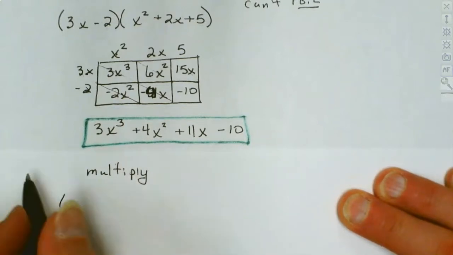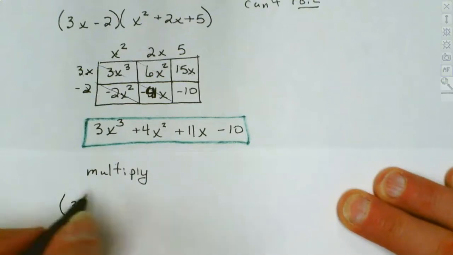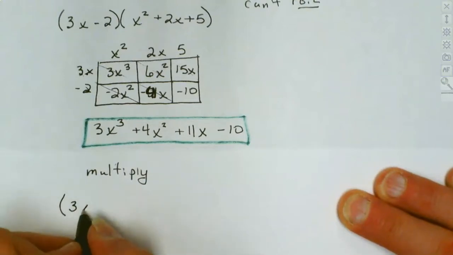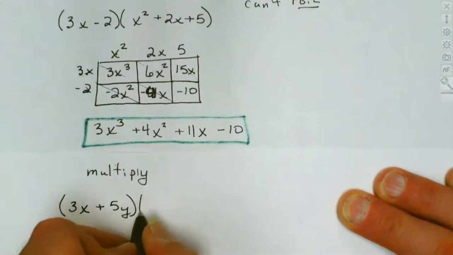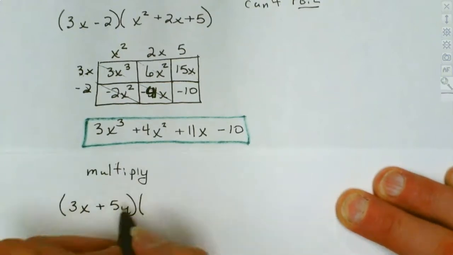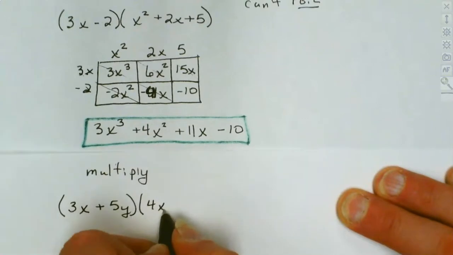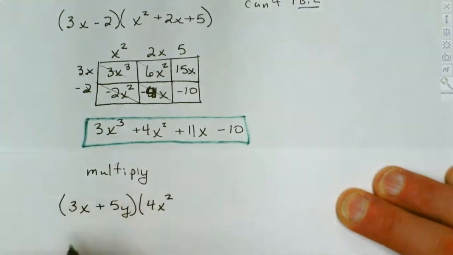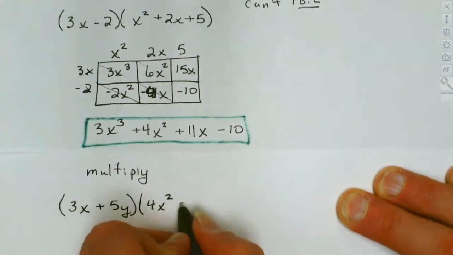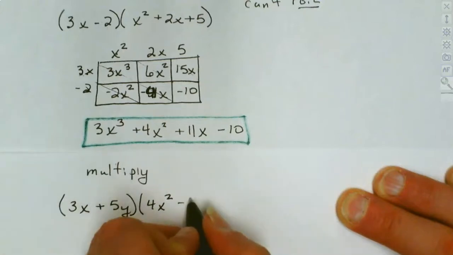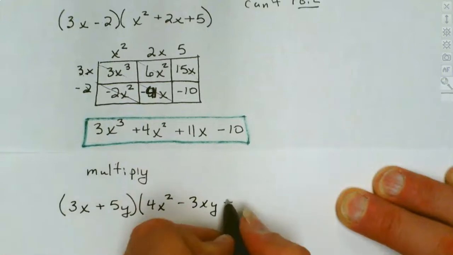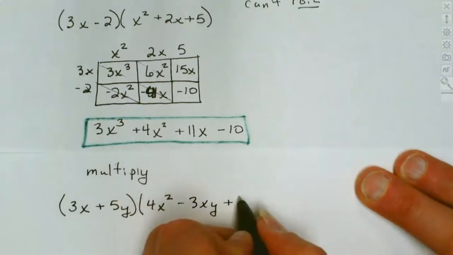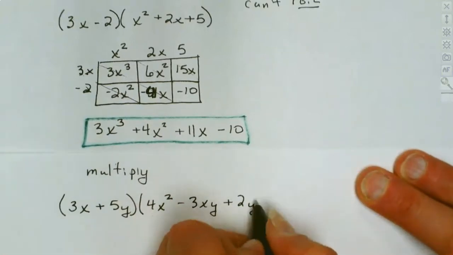And let's look at 3x plus 5y times 4x squared minus 3xy plus 2y squared.